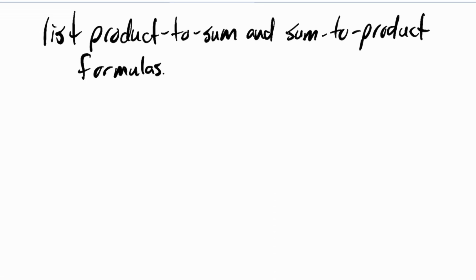So in this video, we're going to list all of the product to sum and sum to product formulas. There's a lot of them, so let's get started. Basically, these can be derived from the sum and difference formulas, and it's not super complicated, but there's an element of it where you have to do a change of variable that is not so straightforward.